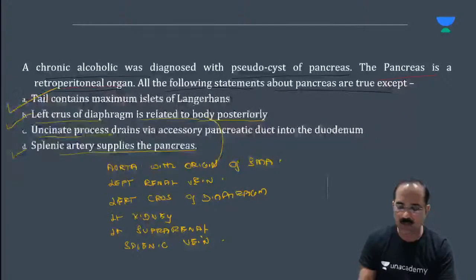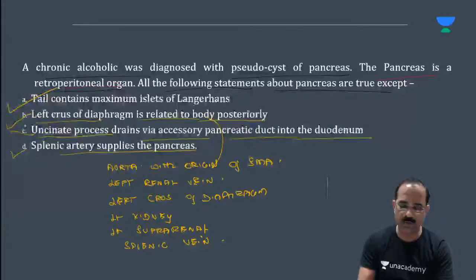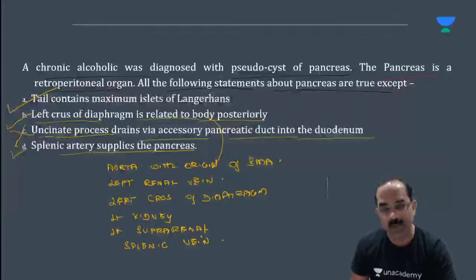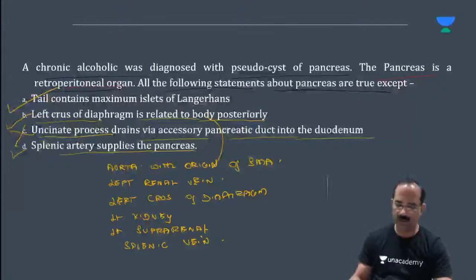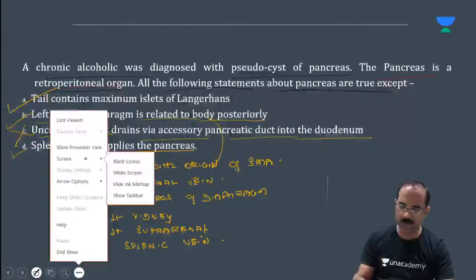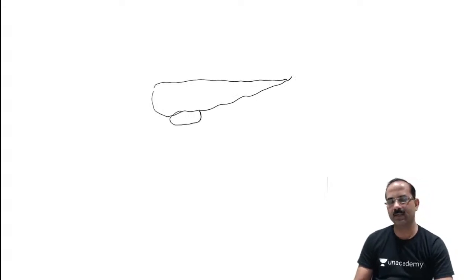The uncinate process drains via the accessory pancreatic duct into the duodenum. That's wrong. The uncinate process drains via the main pancreatic duct. I'll just draw this for you. Have a look at the screen. Now, students, this is the pancreas, and that's the uncinate process of the pancreas.